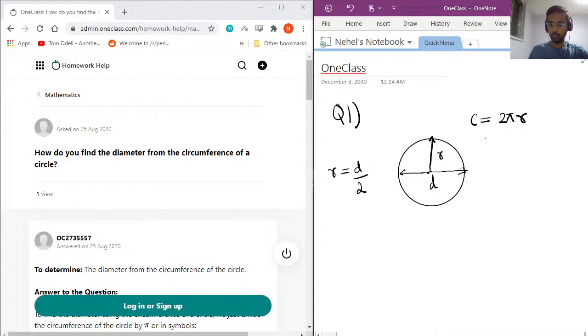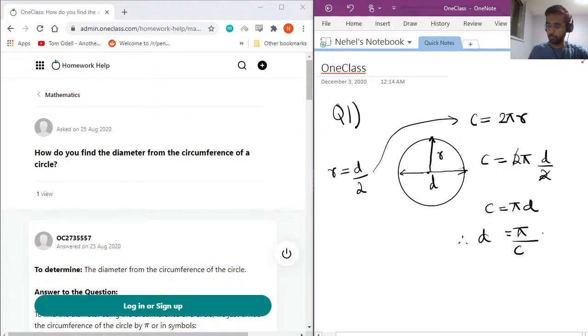So from that we can say r is equal to d over 2. Therefore, we can substitute this expression into the formula of the circumference. We can say circumference is equal to 2 pi d over 2. The 2's cancel out and we get circumference is equal to pi d. Now we can rearrange and solve for the diameter. So we can say therefore d is equal to pi over circumference, and it will be in the units of length, so we can just say unit length because we don't know in this question what the unit is.